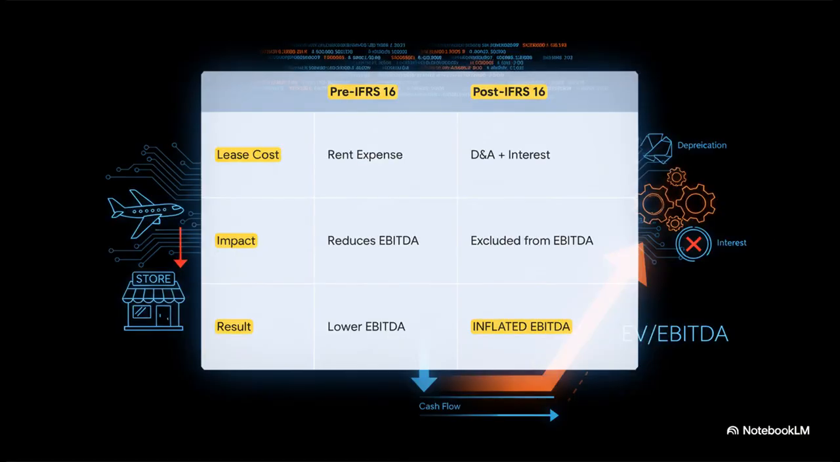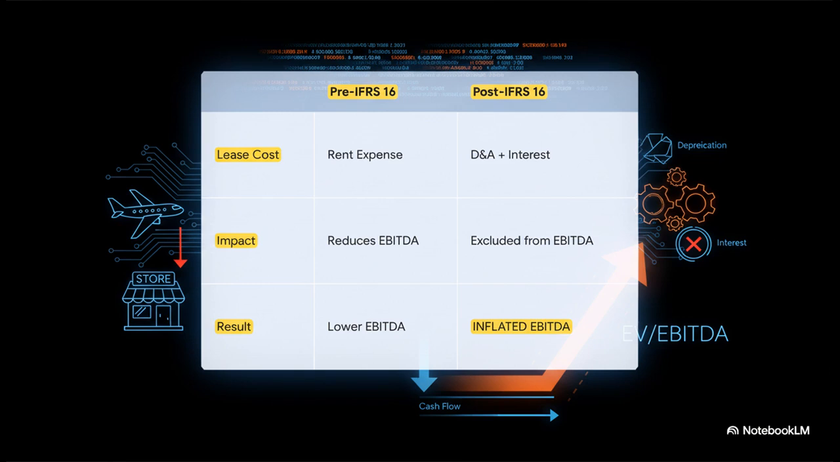So, let's break this down because it's so important. Before this rule, the money a company paid for rent, say for its stores or its airplanes, was a simple operating expense. It reduced EBITDA. Simple enough. But now, that very same cash payment is split into two parts, depreciation and interest. And guess what? Both of those are excluded from EBITDA.